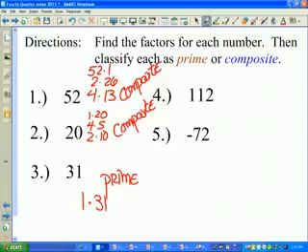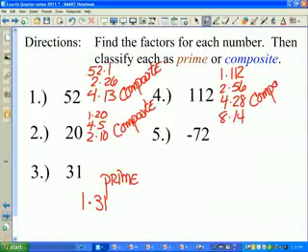Now, 112. I know I can do 1 and 112. I can do 2 and 56. I can do 4 and 28. And I think 8 and 14. So we'll stop right there. Again, they're interchangeable. So since I have more, this is also a composite number.